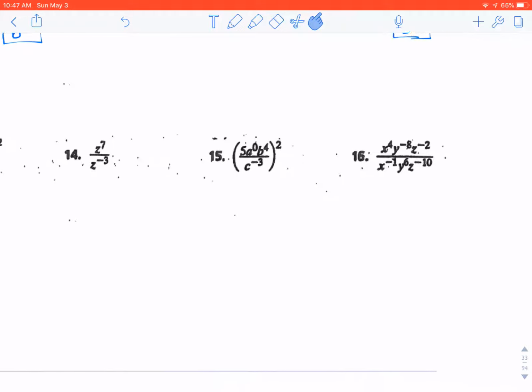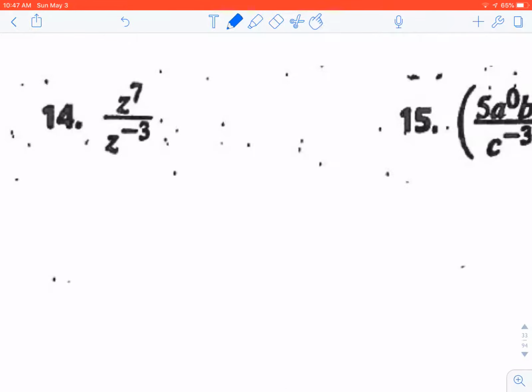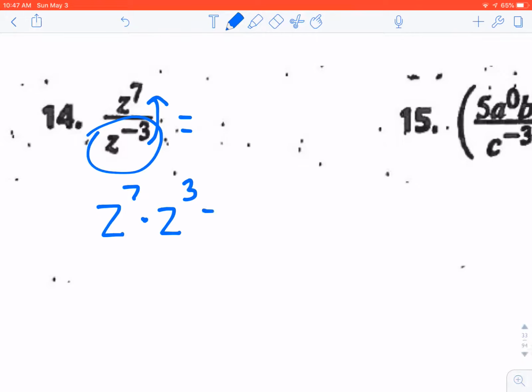Okay, let's try numbers 14, 15, 16. So these are the last three I want to do. Okay, 14, step 1. Are there any parentheses to get rid of? No. So go right to the negative exponent step. We're going to move the negative exponent of z to the negative third to the top. And we're going to make it positive.